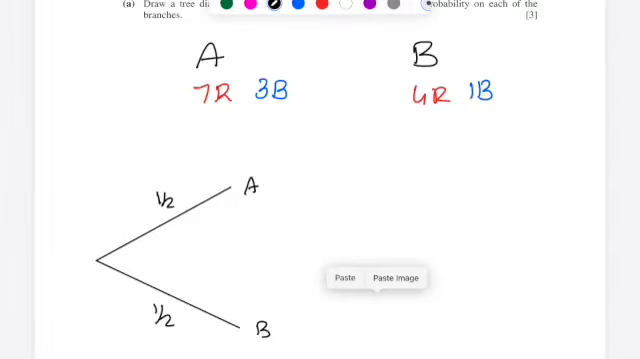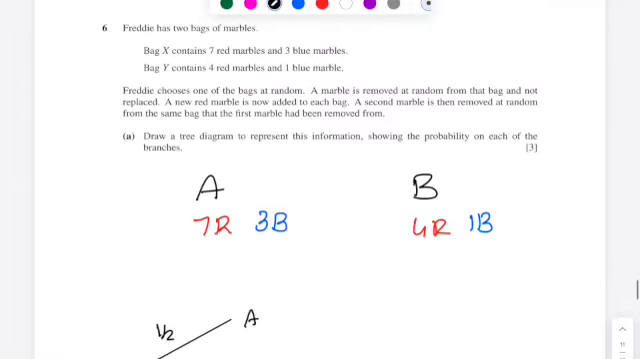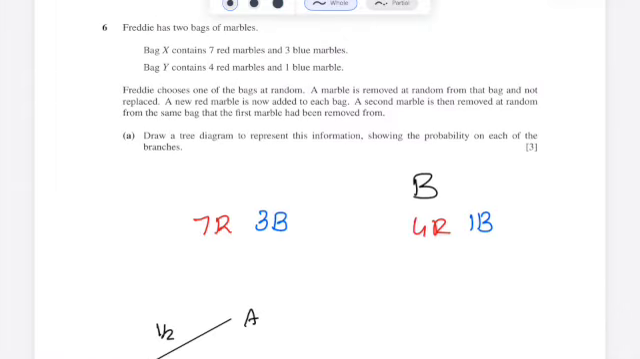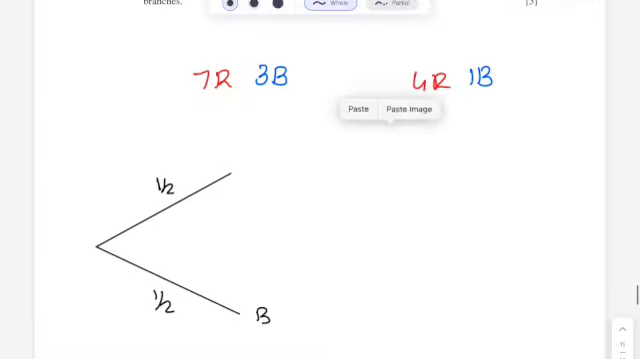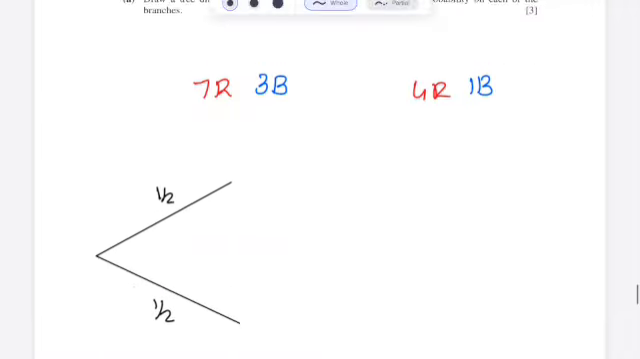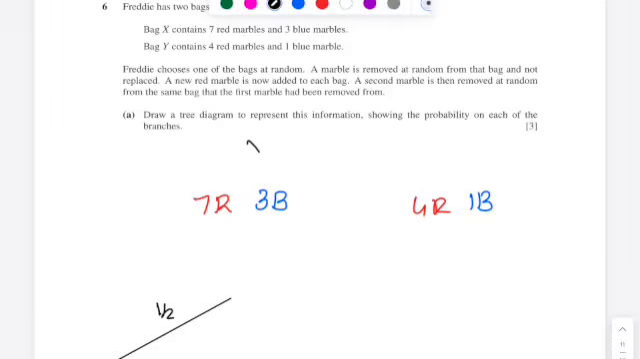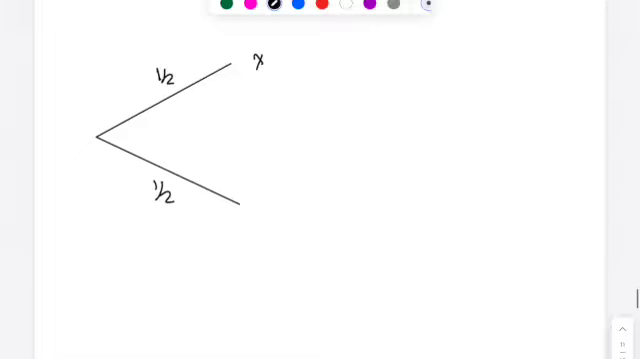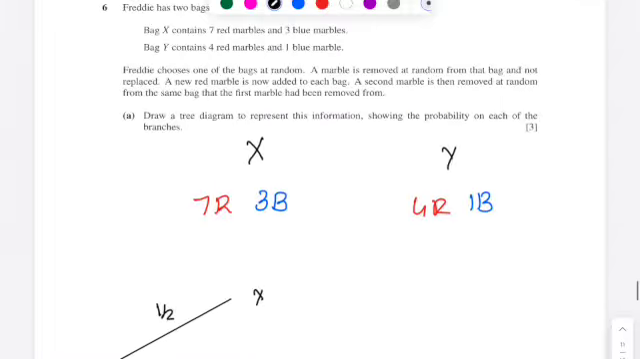Instead of bag A and B, it has been given as X and Y. So I will write it as X and Y. It does not make any difference over there. So I will be writing bag X and bag Y.